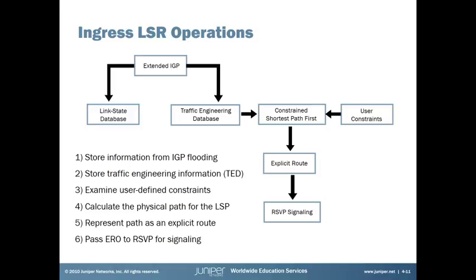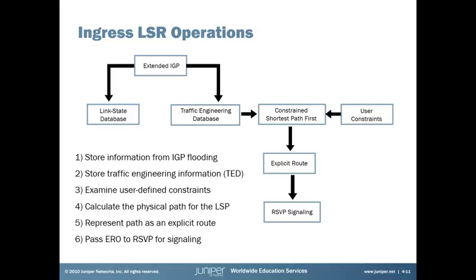Just put that in. So you put in your user constraints, and it will then evaluate your constraints, consult the traffic engineering database, and come up with an ERO. It will give the ERO to RSVP, and RSVP will then go ahead and build a path for you. Okay.